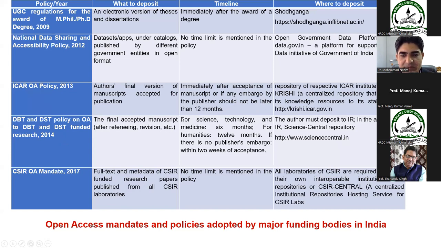And this is for science, technology, and medicine, a 6-month embargo period, and for humanities, 12 months, if there is no publisher's embargo within 2 weeks of acceptance. This is the policy mandate of DBT and DST: if the publication belongs to science and technology, then you can wait for 6 months. If it belongs to humanities, you can wait for 12 months. And if there is no publisher's embargo, then you need to upload immediately, that is within 2 weeks of acceptance of the articles.